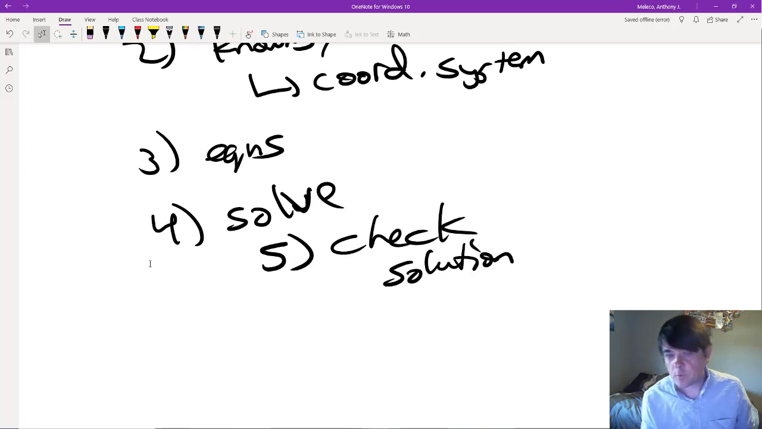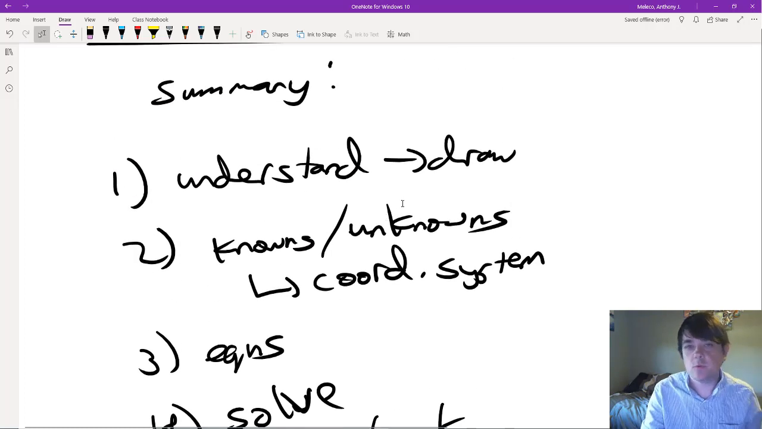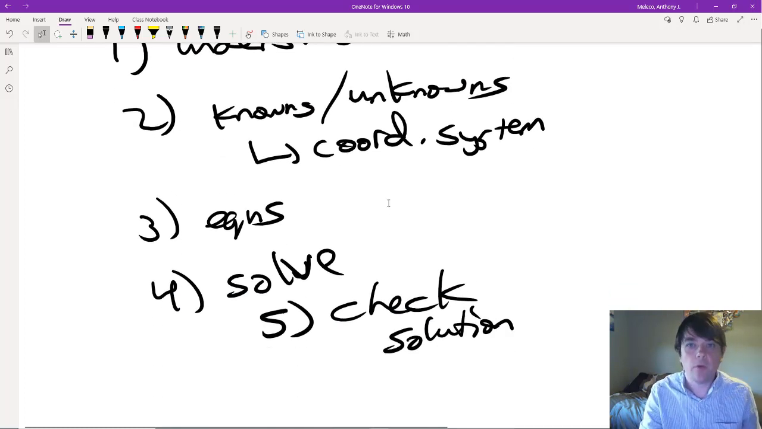Okay. So you do this for each problem, and this will really help break down the problem and take a load off your brain while you're trying to solve it, so you don't have to do everything inside your head. You can write it all down, you can visualize it, and it helps a lot.